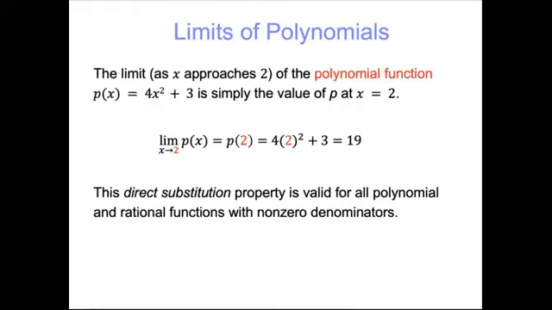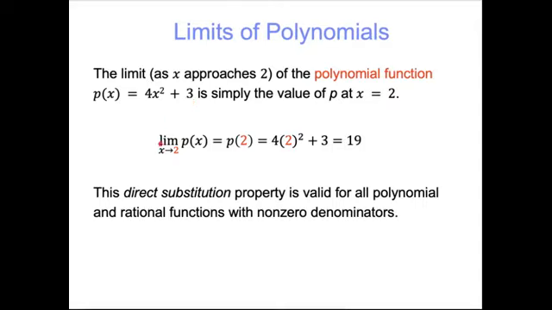That brings us to the next property that deals with limits of polynomials. The function that we looked at in example 2, p of x equals 4x squared plus 3, is a polynomial. Now we know that polynomials are continuous. Therefore, we should be able to use direct substitution. So instead of using all those properties that we used in example 2, we could have just directly substituted into it to find the limit.